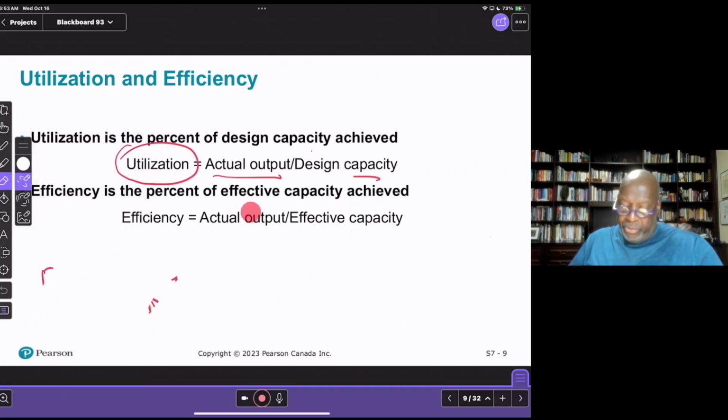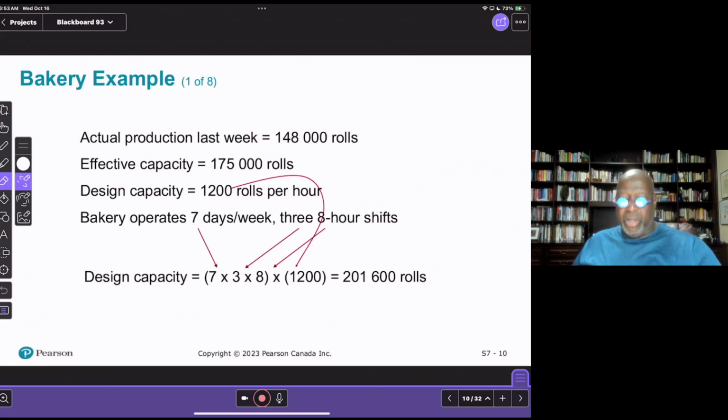Okay, so we're going to continue. We're going to take a look at a couple of small examples here. As an example for a bakery, and I actually like to bake bread, so it's an interesting example for us to consider here. Actual production last week, 148,000 rolls. The effective capacity is 175. And I say, well, where did we get that from?